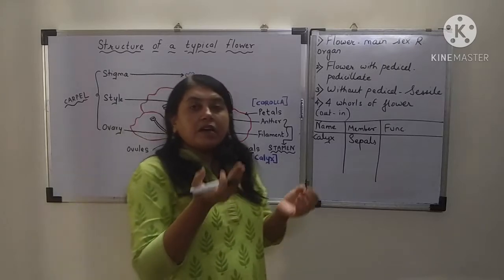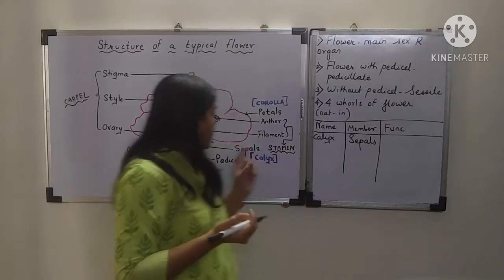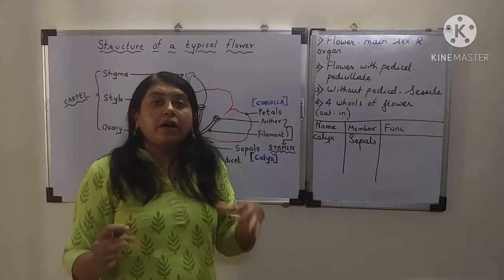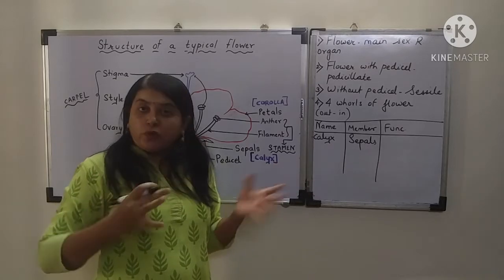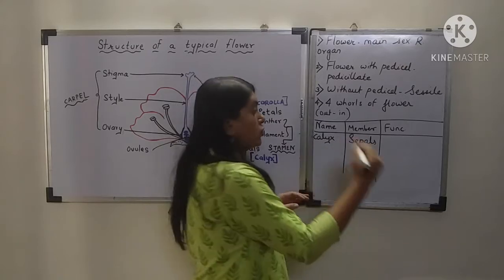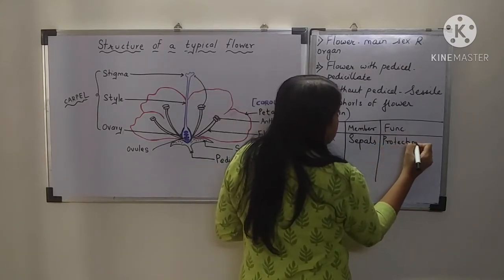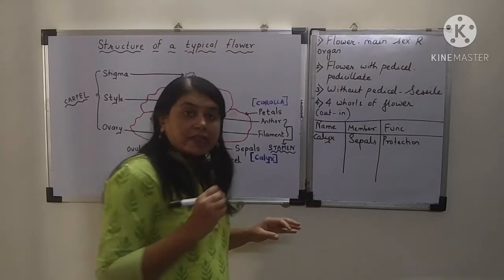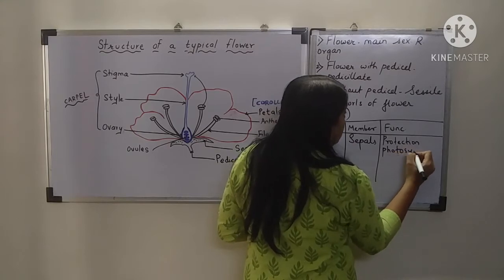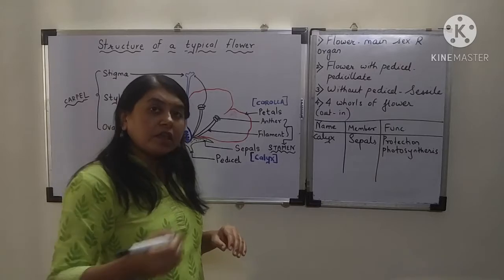Now, sepals are present just beneath the flower. These are very small, green colored structures. Since they are green in color, they take part in photosynthesis as well as protection of inner whorls. So what is the function? Protection of inner whorls as well as photosynthesis, because their color is green.